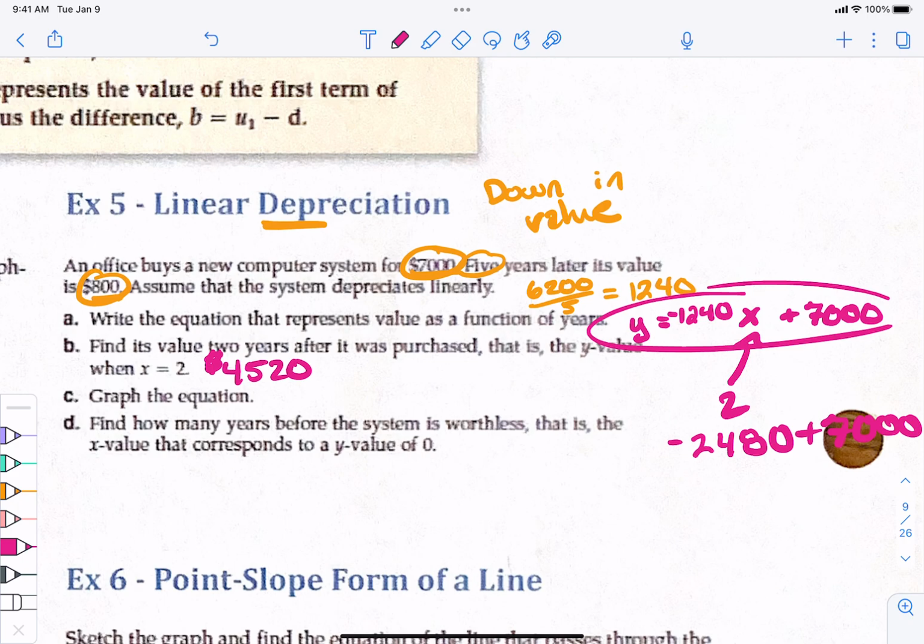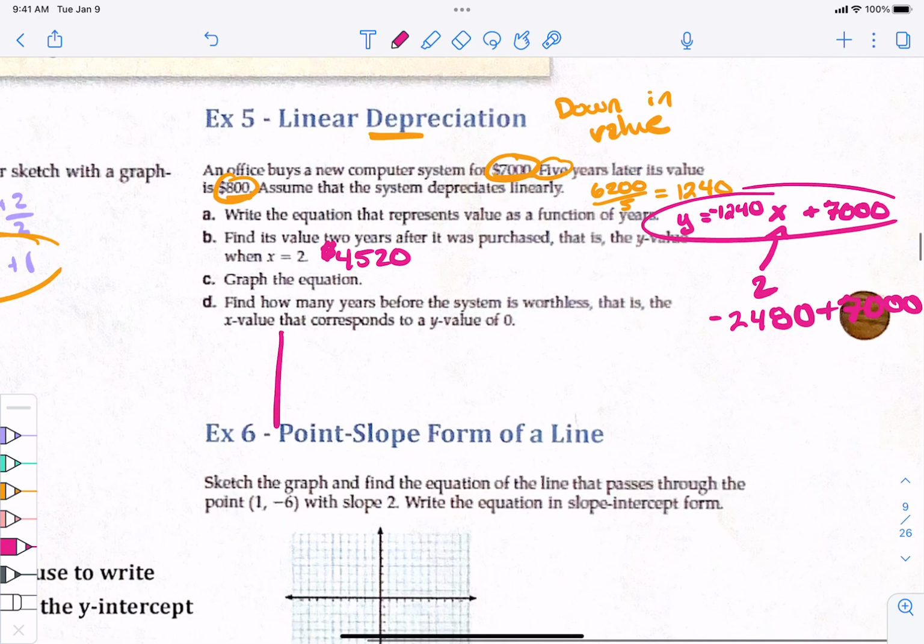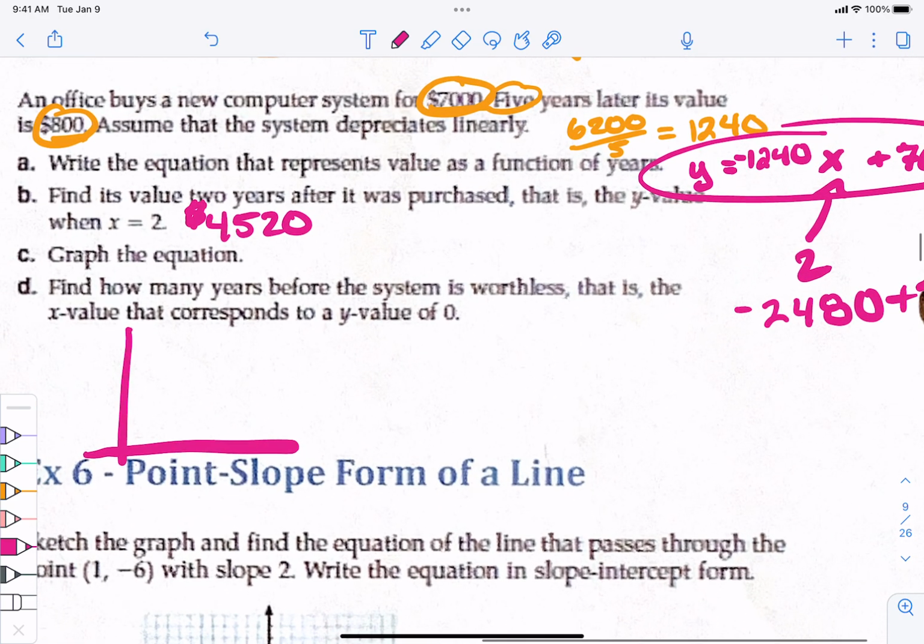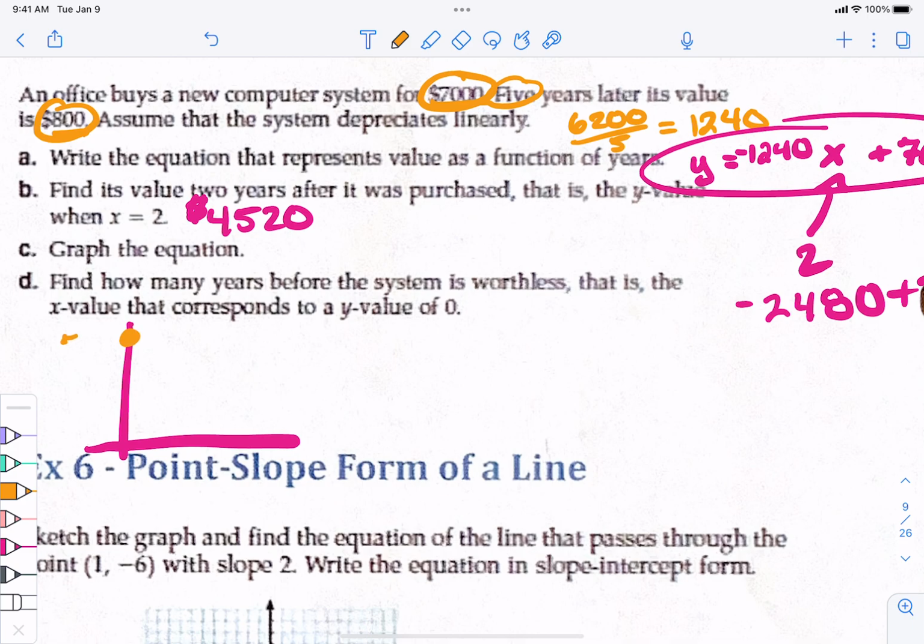Okay, graph the equation. I'm just going to do a little rough sketch over here, because we're not going to have negative values, okay? 7,000 is going to be up here. And we're going down, and I'm just going to write it like that. That's my slope. What am I going to end up dollar-wise over here? Approximately at some point it will be 800 because that's our residual value. Does that make sense? Yeah. Okay.